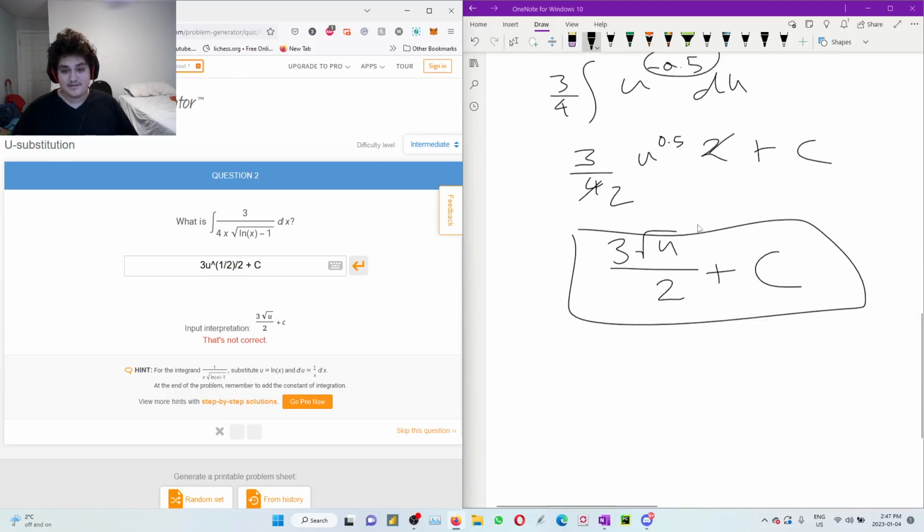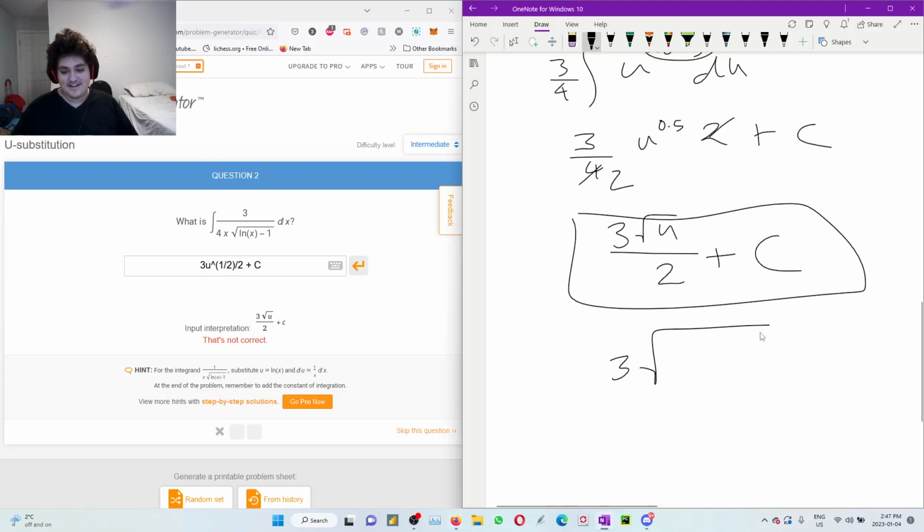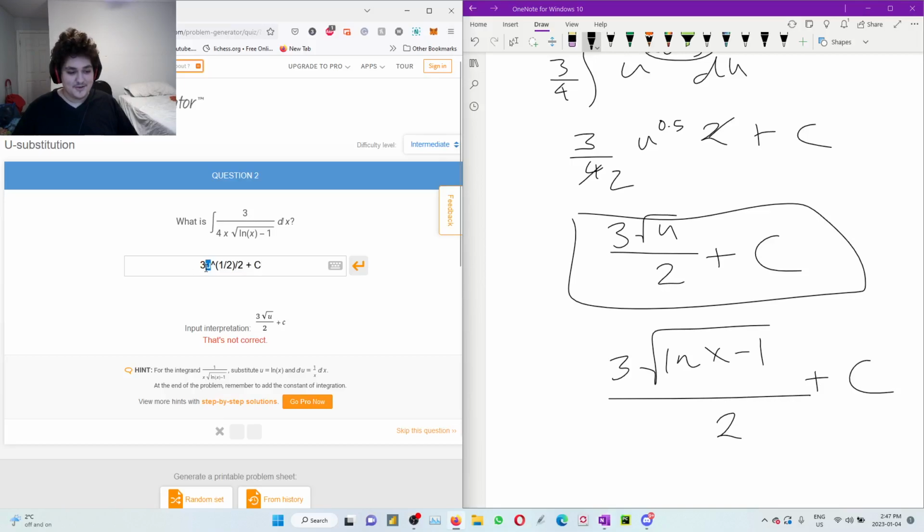Oh, I'm stupid. u equals ln x minus 1. Don't forget to resubstitute your u variable, because of course the computer doesn't know what we let u be, right? So it's an important thing to not forget to do. ln x minus 1.